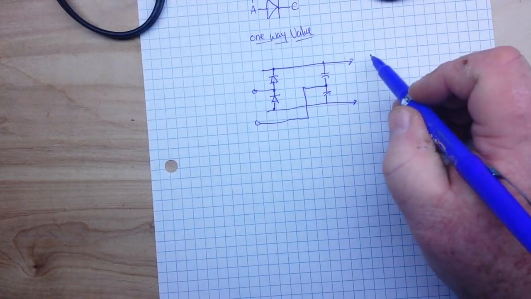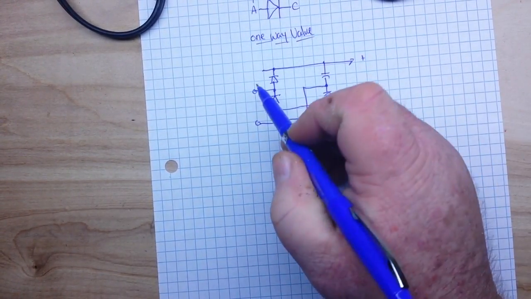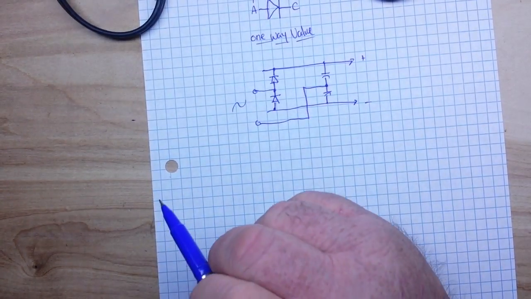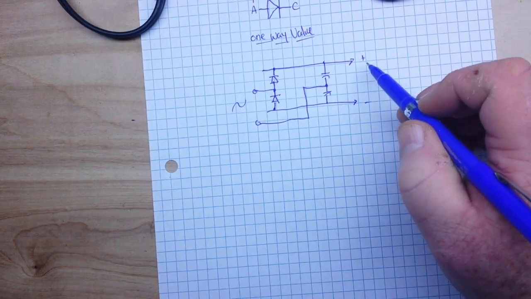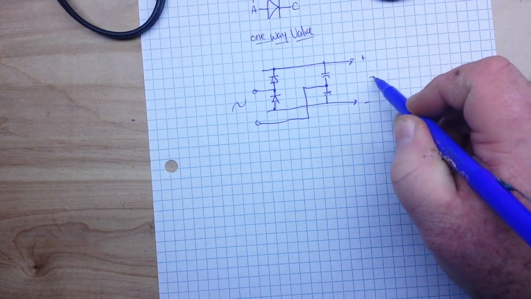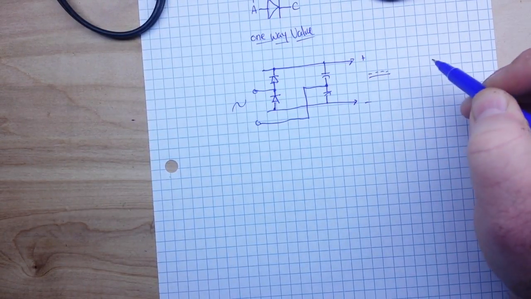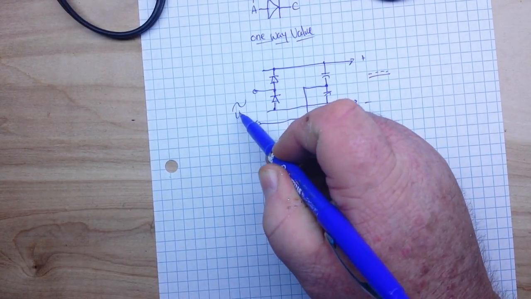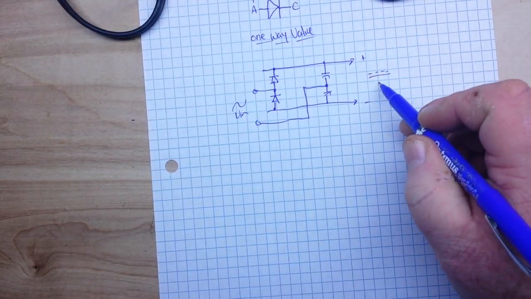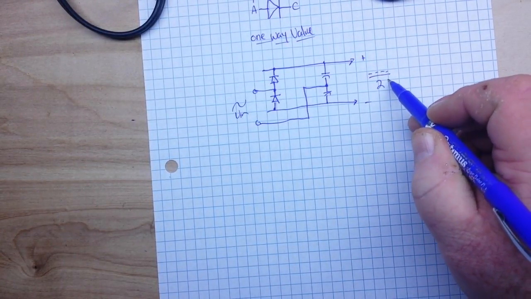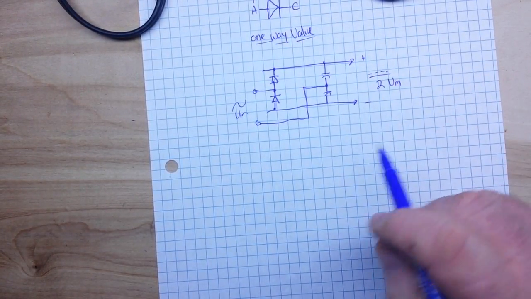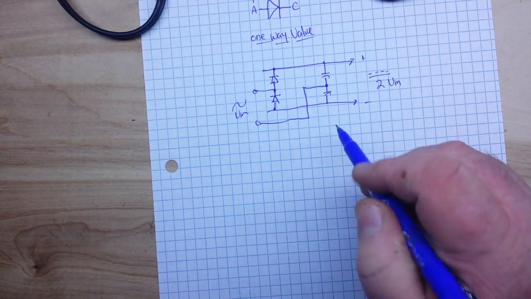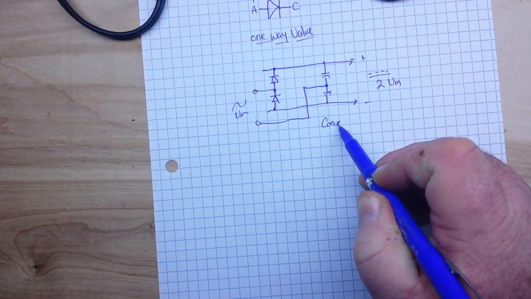Okay, so this is our AC input here, and this is our DC output. So whatever our VIN is, what we'll get here is 2 VIN. It's a basic voltage doubler. This is, again, the conventional one.